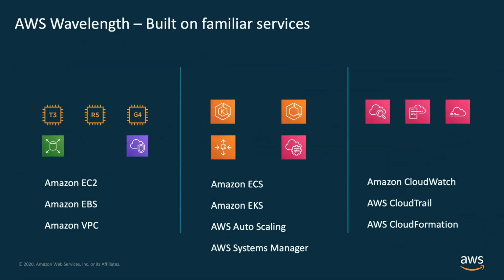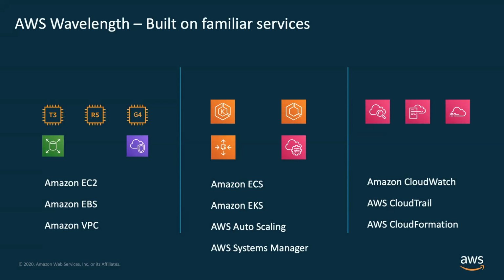AWS Wavelength is built on familiar services. So today we support Amazon EC2: T3 for generic compute workloads, R5 for memory intense workloads. And if you're looking to run video processing, video recognition, or inference at the edge, then we have G4, the GPU instance type. We have extended VPC to the Wavelength Zone. We also support Amazon EBS. And if you're looking to manage your containers, whether it is Docker or Kubernetes, then we support both Amazon ECS and Amazon EKS for managing your containers in the Wavelength Zone.